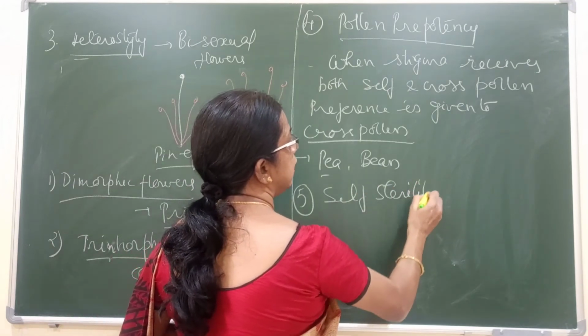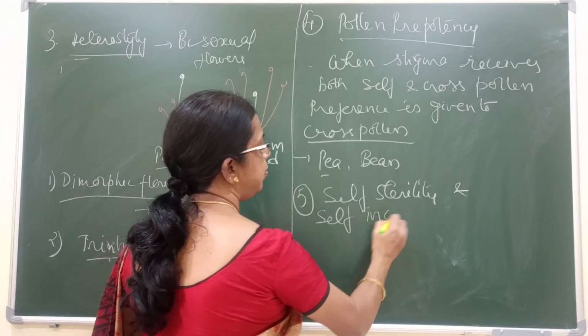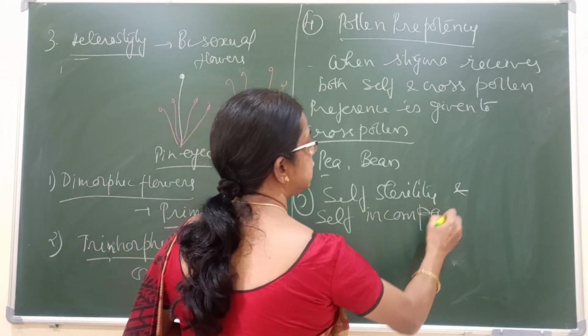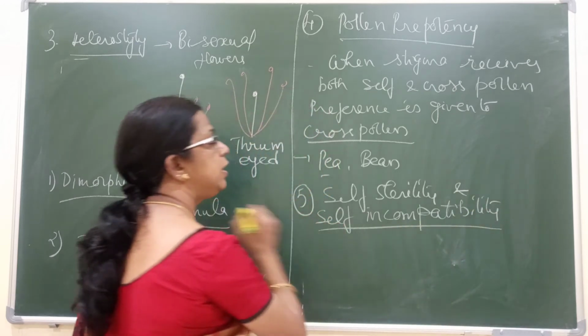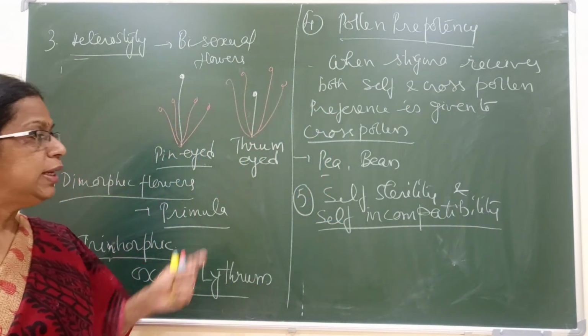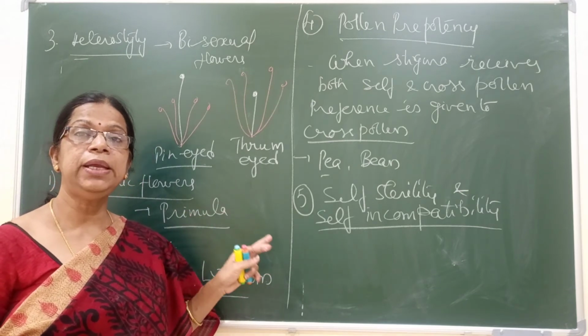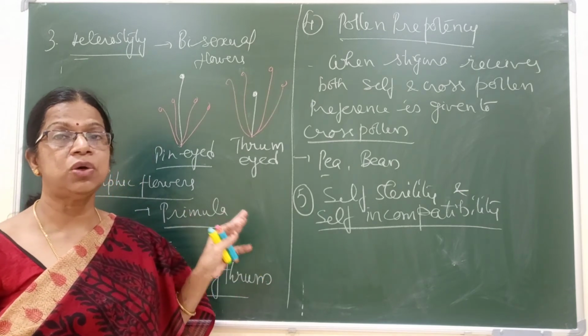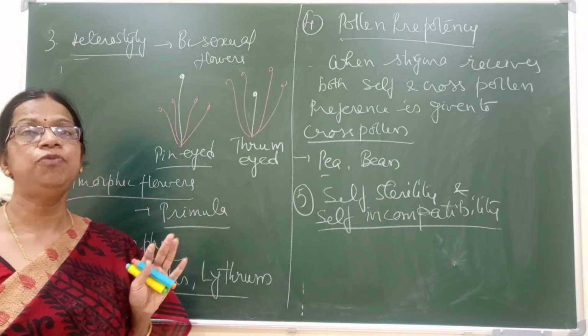Self-sterility, or it is called self-incompatibility. Here, if self-pollen falls on the stigma, the stigma completely withers away and falls off. So it will not promote germination of self-pollen.